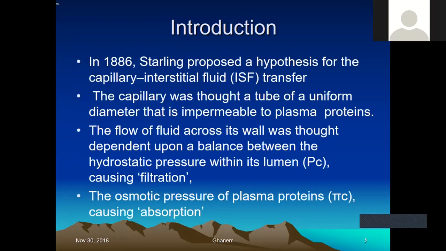In 1886, Starling proposed a hypothesis for the capillary interstitial fluid transfer. The capillary was thought a tube of uniform diameter that is impermeable to plasma proteins. The flow of fluid across its wall was thought dependent upon a balance between the hydrostatic pressure within its lumen, causing filtration, and the osmotic pressure of plasma protein, causing absorption.